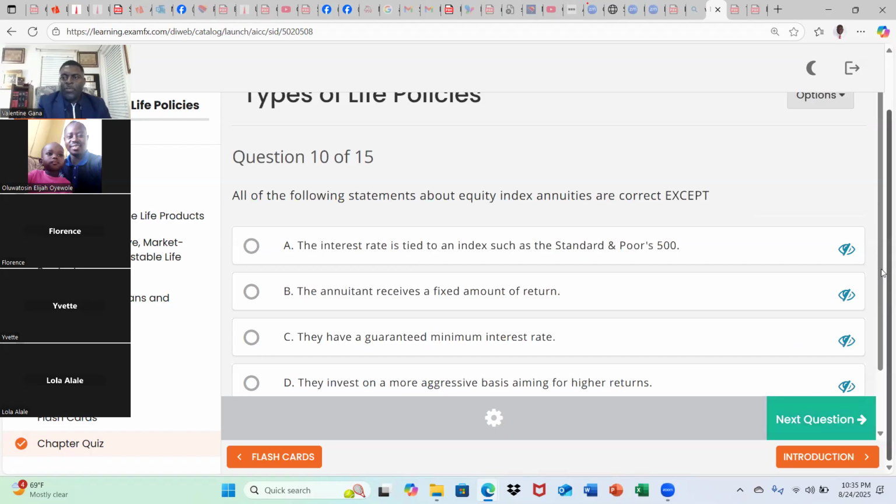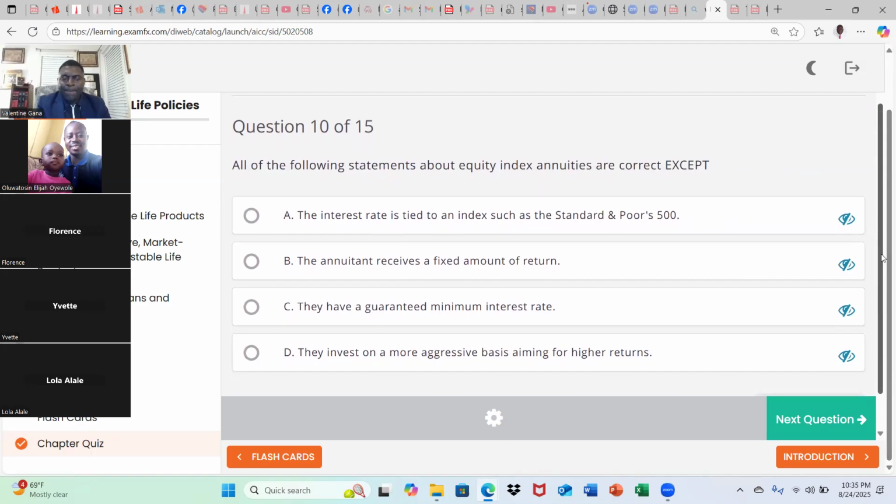All right, just 5 more left and we're done. Oluwatosin, you want to read this one? All of the following statements about equity index annuities are correct, except: A. The interest rate is tied to an index such as the Standard & Poor's 500. B. The annuitant receives a fixed amount of return. C. They have a guaranteed minimum interest rate. D. They invest on a more aggressive basis, aiming for higher returns.